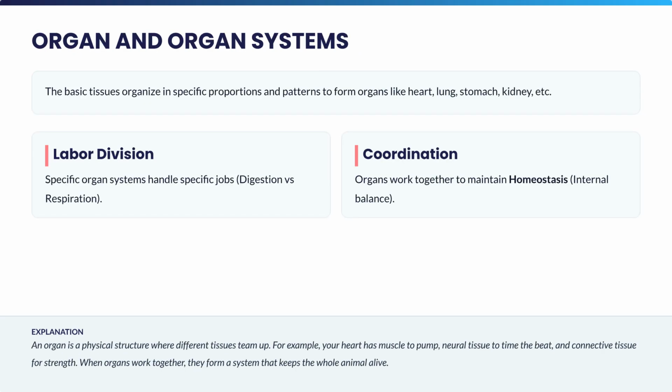Organs are physical structures where different tissues collaborate. When organs work together, they form organ systems. This division of labor and coordination maintains homeostasis, keeping the animal alive.